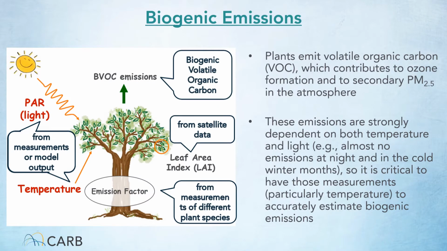Plants emit volatile organic compounds, or VOC, which contribute to ozone formation and to secondary PM2.5 formation in the atmosphere. These emissions are strongly dependent on both temperature and sunlight. For example, there are almost no emissions at night and in the cold winter months. As a result, it is critical to have those measurements, particularly temperature, to accurately estimate biogenic emissions.